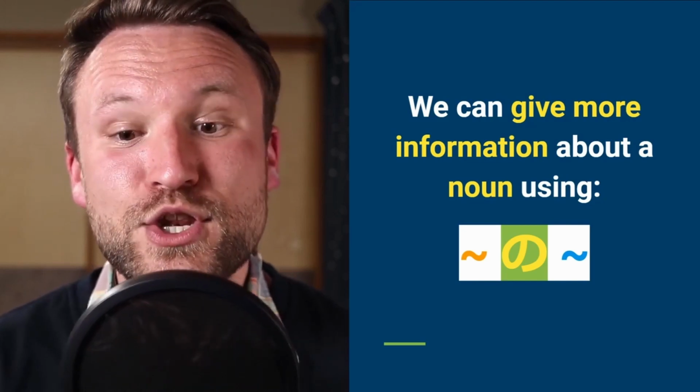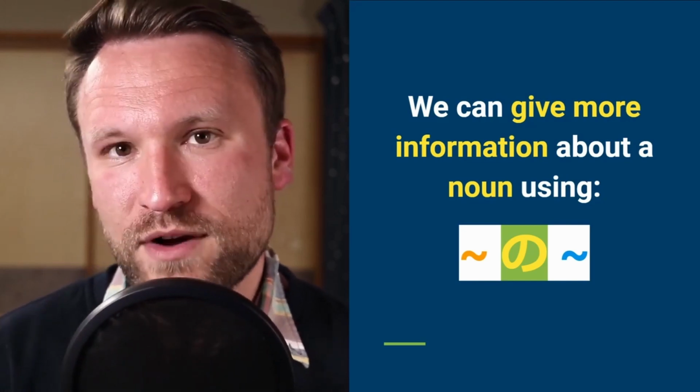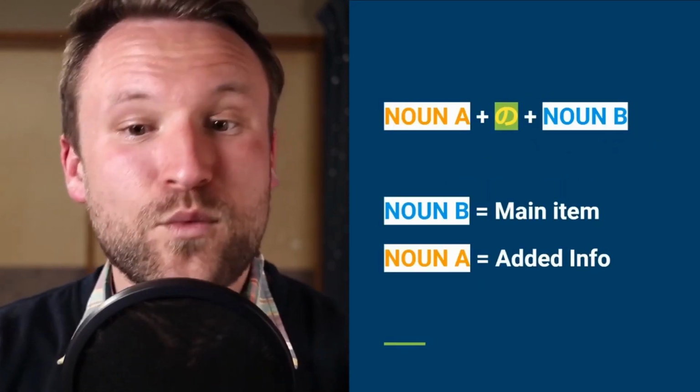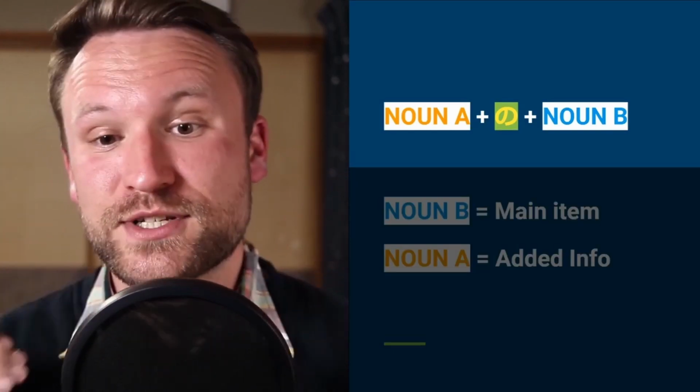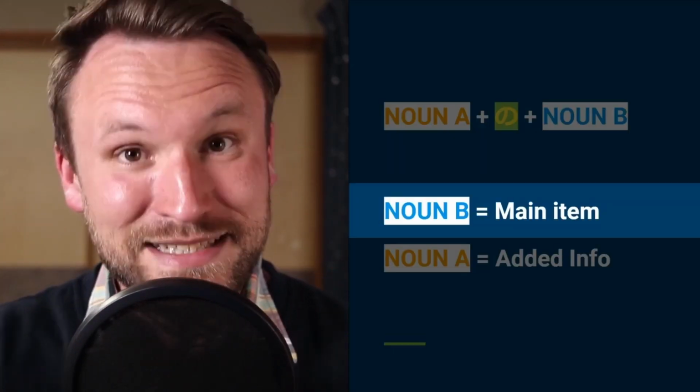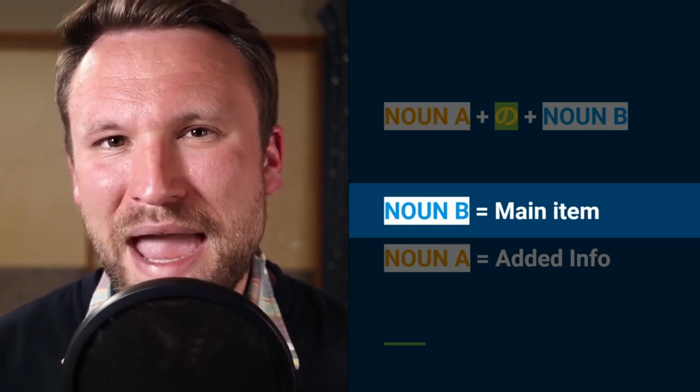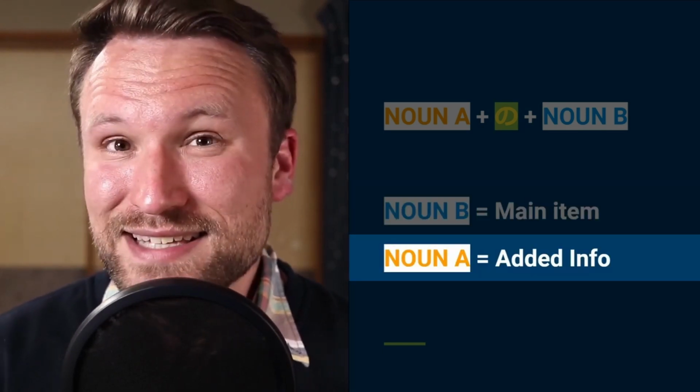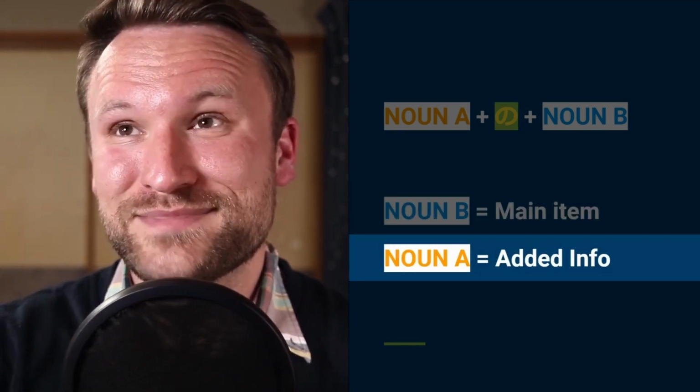And now we're about to learn the no particle, which basically gives more information about another noun. This is how it works. First we have noun A, the first noun, followed by no, and then noun B. The second noun, noun B, is actually the main item in the sentence. Noun A is any added information, anything we want to say extra about B.